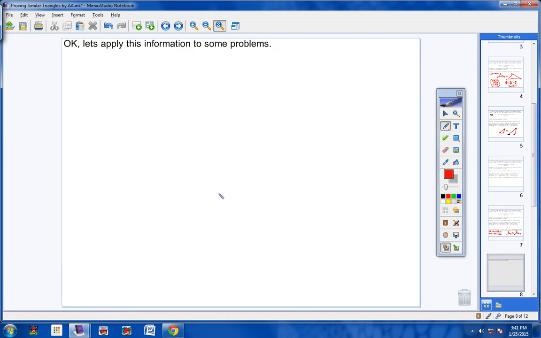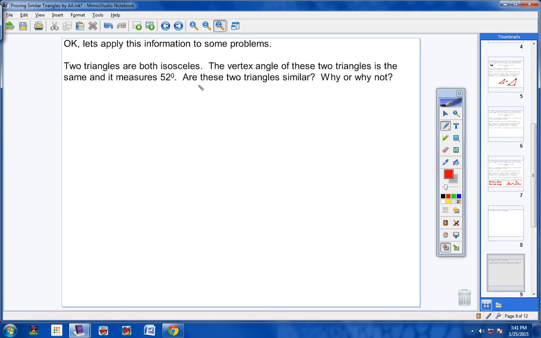Let's apply this information to some problems, okay? Here we go. Two triangles are both isosceles. I'd like you to copy this problem in your notes, please. I will pause a second while you copy this down. Two triangles are both isosceles. The vertex of both of these triangles is 52 degrees. Are these two triangles similar? Why or why not? Maybe they are, maybe they're not, okay? So go ahead and copy this down. I'll give you a couple seconds to do that. Then let's take a look at this problem. If you would like to work ahead in this problem, feel free to do that, but make sure you get it right, okay?